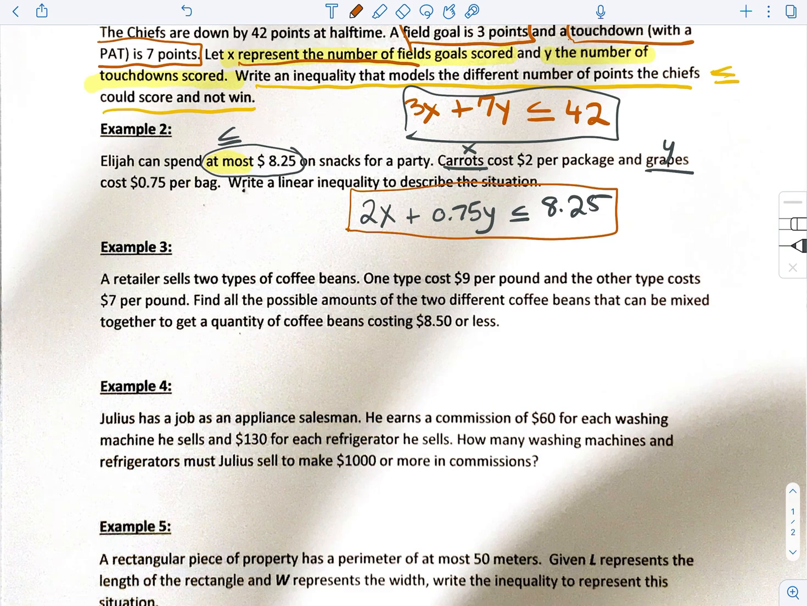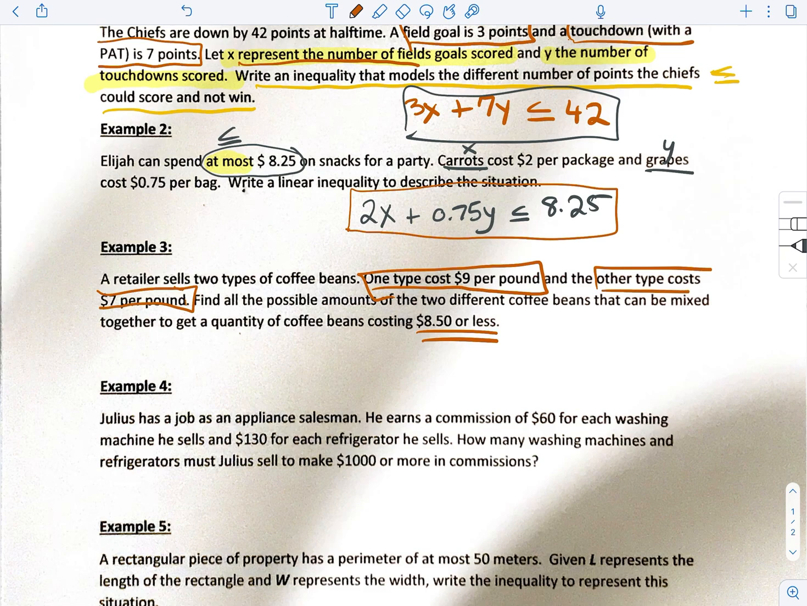A retailer sells 2 types of coffee beans. One type costs $9 per pound and the other type costs $7 per pound. Find all the possible amounts of the 2 different coffee beans that can be mixed together to get a quantity of beans costing $8.50 or less. Keyword, $8.50 or less. We know that one type is $9 per pound. The other type is $7 per pound.